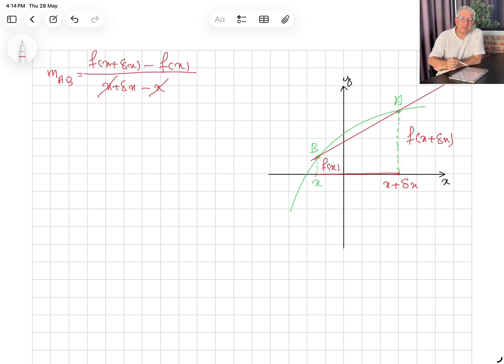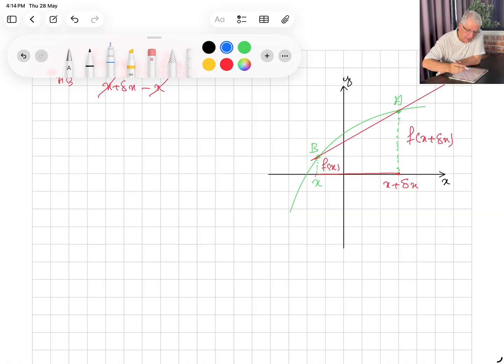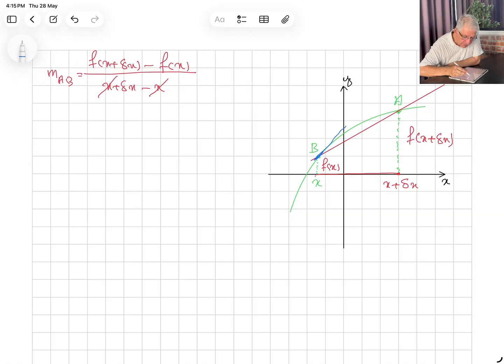of the line AB, but I want the gradient at the point B. So what should I do? I try to reduce the value of delta x. So delta x approaches 0, tends to 0. Therefore, the gradient of the line approaches the gradient of the curve. That means it looks like a tangent at the point B, a tangent at the point B. Okay, the gradient of that.